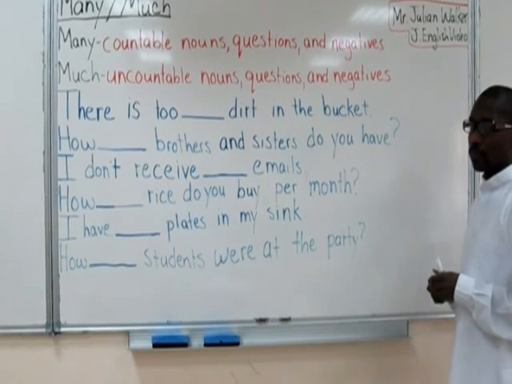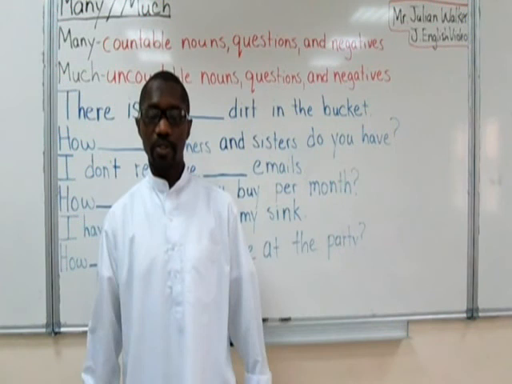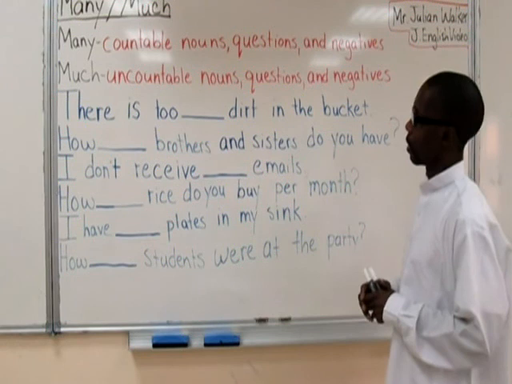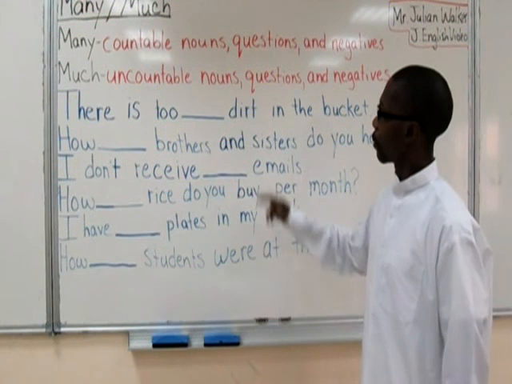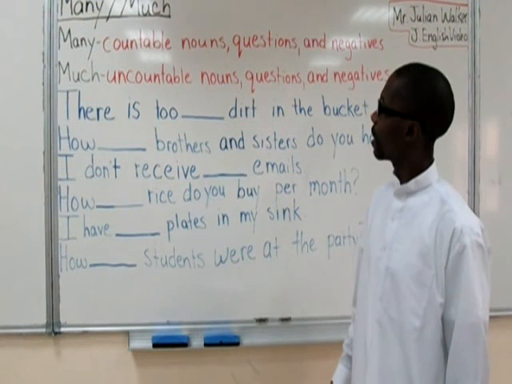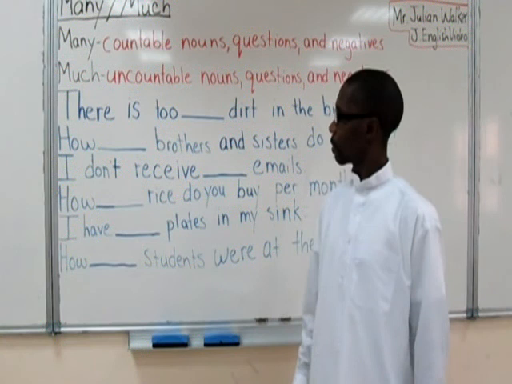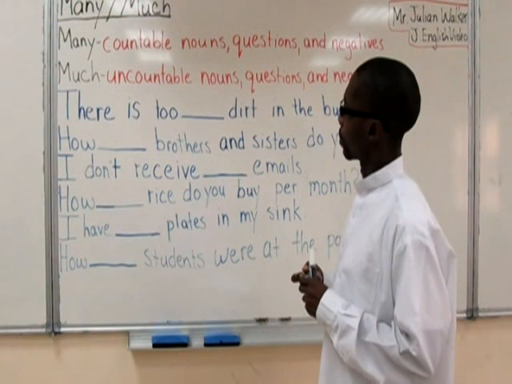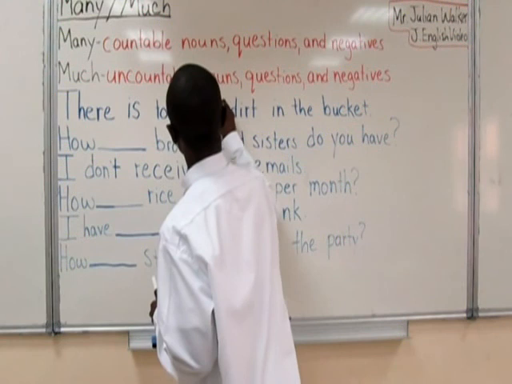I gave you a little bit of time, but we're going to go over the sentences together. So let's look at the first sentence. There is too blank dirt in the bucket. The noun here is dirt. Is there an S there? No. Can you count dirt? Not really, no. So what would you use? There is too many dirt in the bucket, or there is too much dirt in the bucket. Dirt is uncountable and there's no S. So according to our definition, you should use much. There is too much dirt in the bucket.